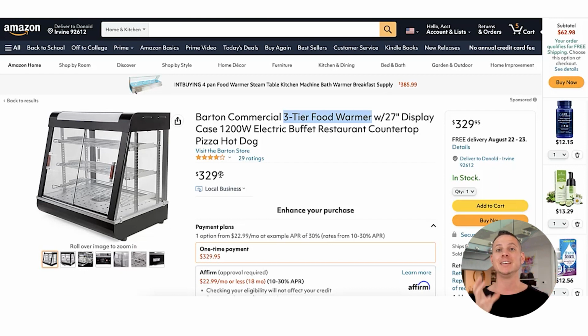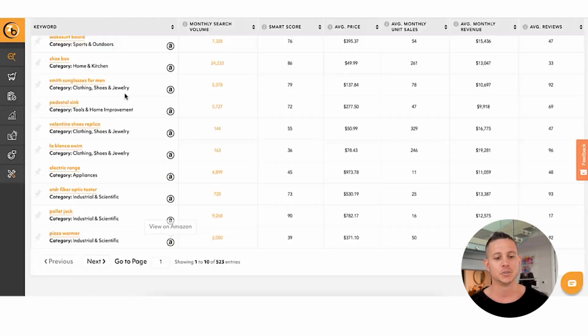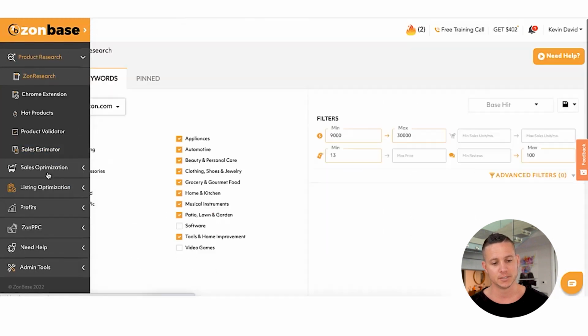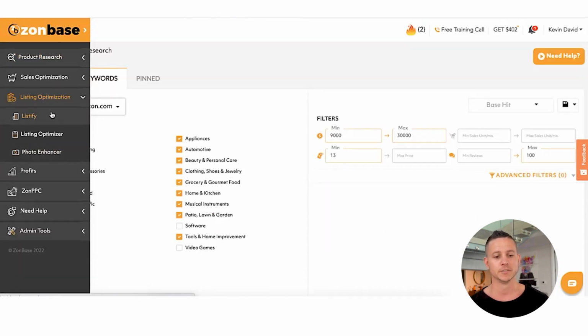So that the entire niche and keyword is very advantageous when it comes to more demand than there is supply. Then we actually go ahead and find that product from an overseas manufacturer. And then last but not least, what we're gonna do is actually generate our listing. So what we're gonna do is we're gonna grab this particular product. We're gonna come back into Zonbase here, and we're gonna go to listing optimization. We're gonna go to Listify.